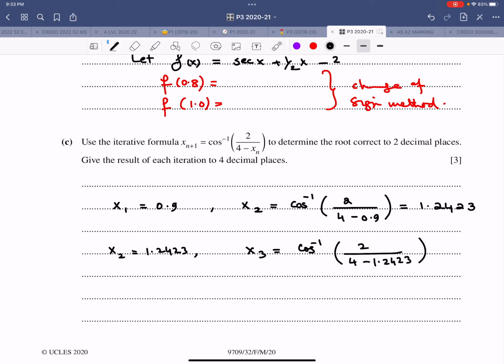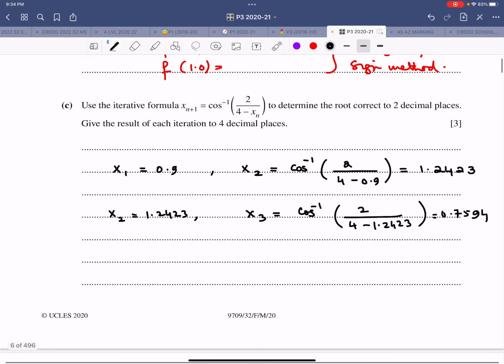Now let me reciprocate it. Multiplied by 2. So therefore 0.7252, and then cosine inverse of this value. The value is getting a bit smaller. This is 0.7594. So there is a big jump. Let me plug this value in. 0.7594, and x4 equals. So this is 4 minus 0.7594, and then reciprocate it, and then multiply by 2, and then cosine inverse.